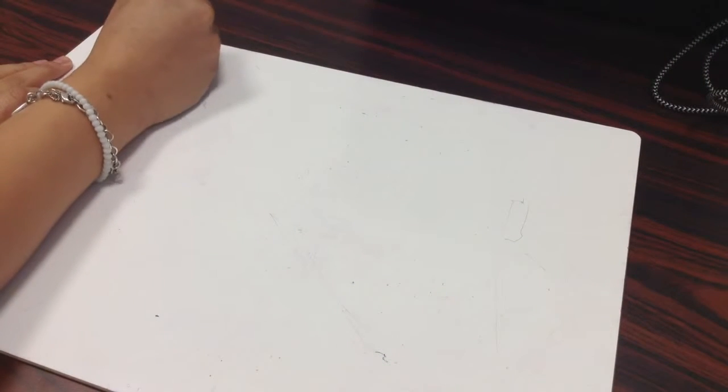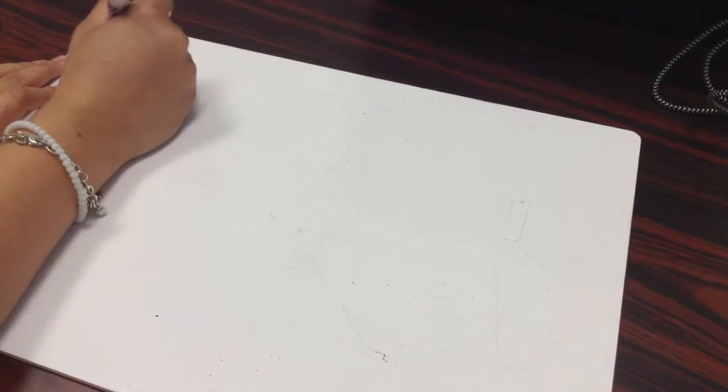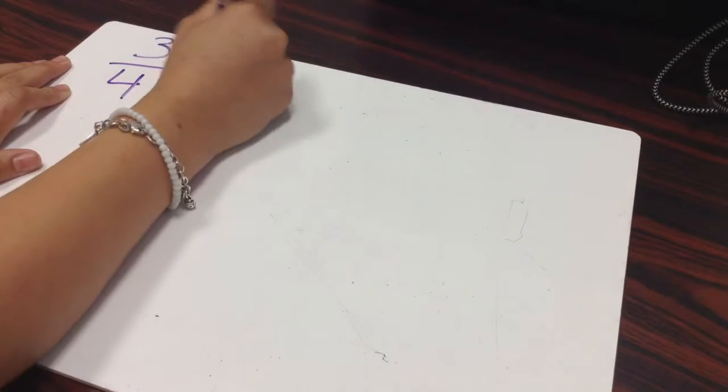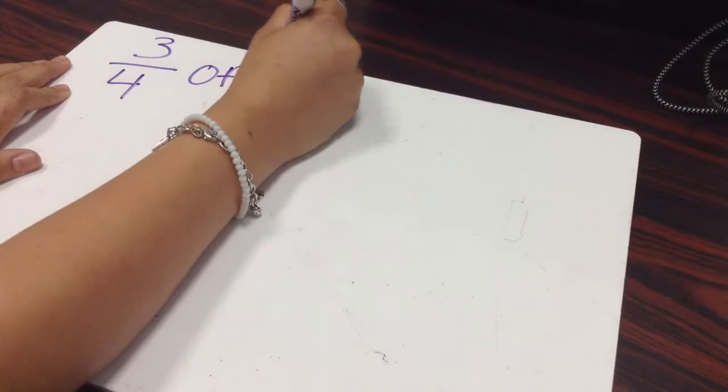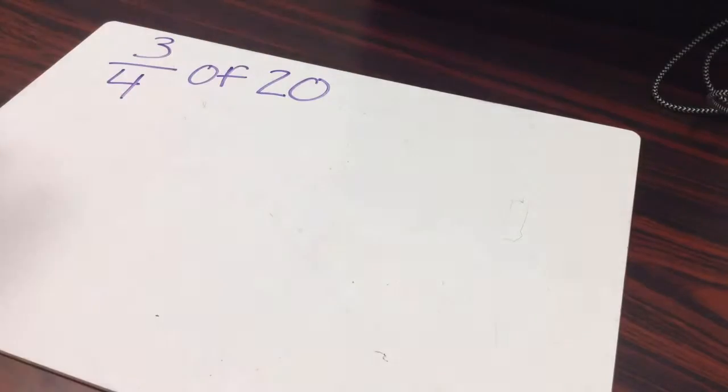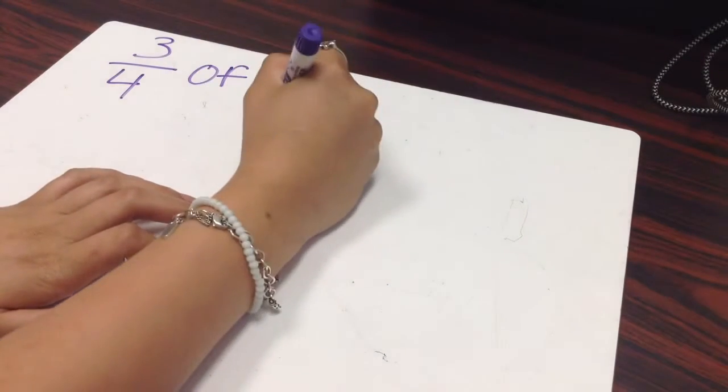So our problem for today is going to be, we're going to find 3/4 of 20. So I'm going to write that up here at the top. We're going to do 3/4 of 20. And we're going to start with our area model. So I'll write that right here.